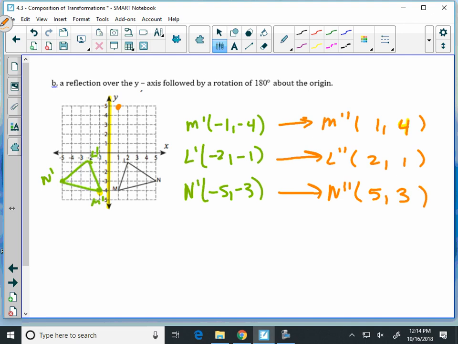So it'd be 1, 4. Just fold that down. There we go. And then 2, 1. And then 5. And that's M prime, L prime, and N prime. And there we go. Oh, and double prime, sorry. That's the second. Questions over that?